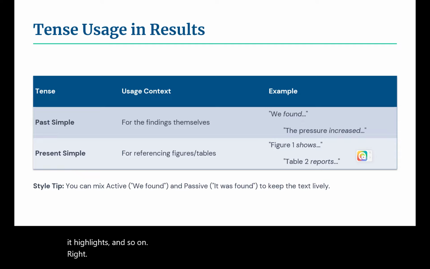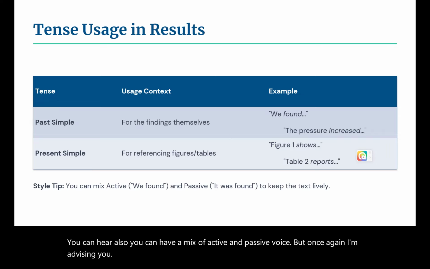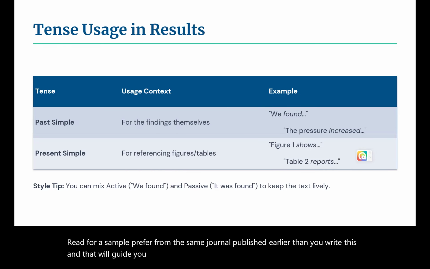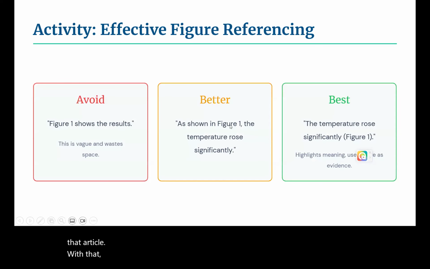Here also, you can have a mix of active and passive voice, but once again, I am advising you, read a sample paper from the same journal published earlier than you write this, and that will guide you on the amount, the mix, or rather what should be dominating in that article. Good? With that, we are moving to the next slide to see a little activity, effective figure referencing.